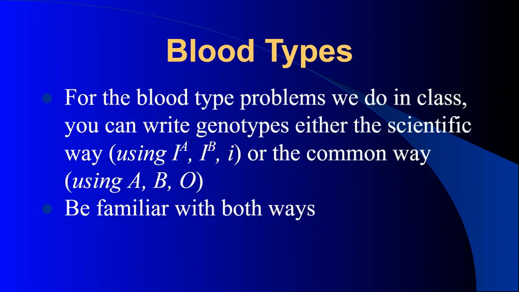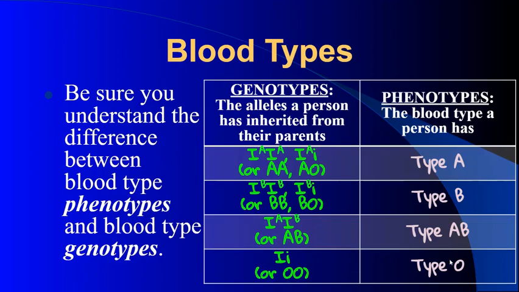For blood type problems we do in class, you can write genotypes either the scientific way or the common way. But as I said before, just be familiar with both ways. So if you see either one, you can recognize what's going on. Also, be sure you understand the difference between blood type phenotypes and blood type genotypes. Genotypes are the alleles that a person has inherited from their parents. The phenotype is the blood type a person has. So make sure you can make that distinction between a blood type genotype versus a blood type phenotype.